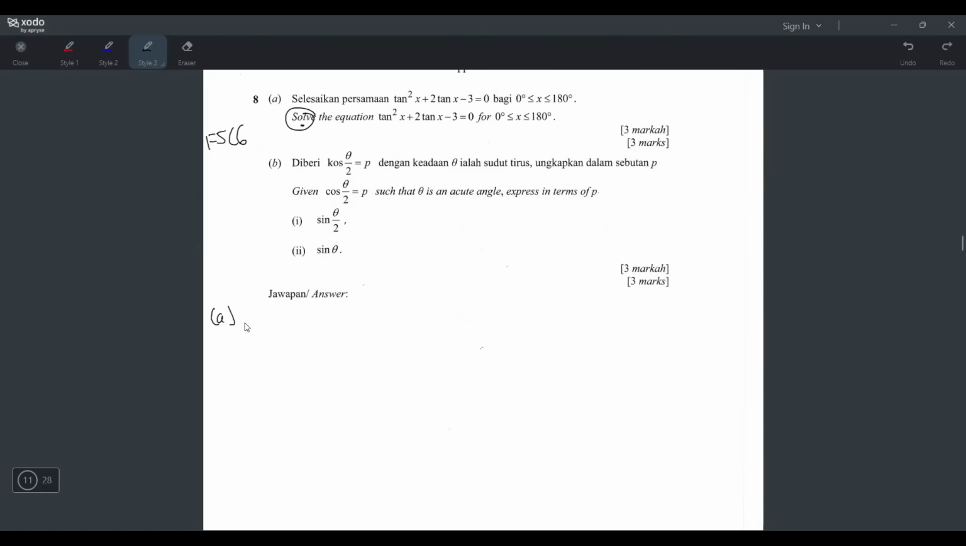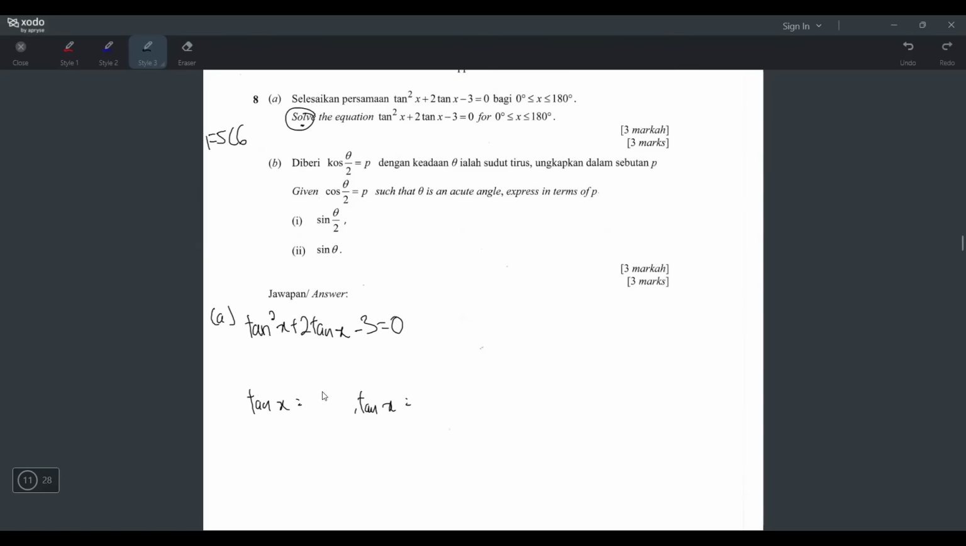Okay, so this one I will write the soalan first. Tangent square x plus 2 tangent x minus 3 equals 0. Alright, I realized that this is already a quadratic equation. Did you realize? It's a quadratic equation involving tangent. So we can actually just tekan the calculator and then factorize and get the answer for tangent x already. So the A you tekan 1, B you tekan 2, C you tekan -3 in the calculator.